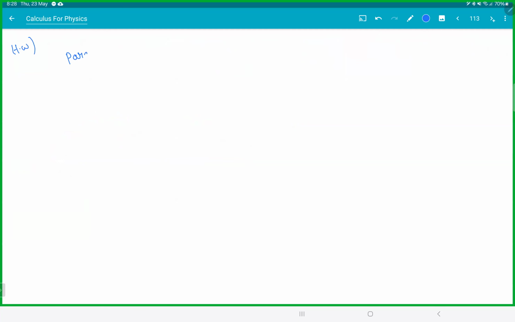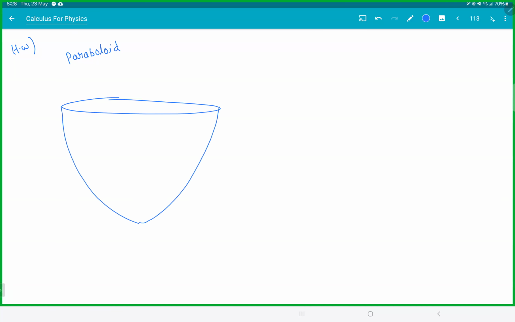If we have a paraboloid, a shape like this. Think of a sweet potato. Ever eat a sweet potato? You break it into pieces. So it looks like this only, kind of. But I'll show you a better example than sweet potato.